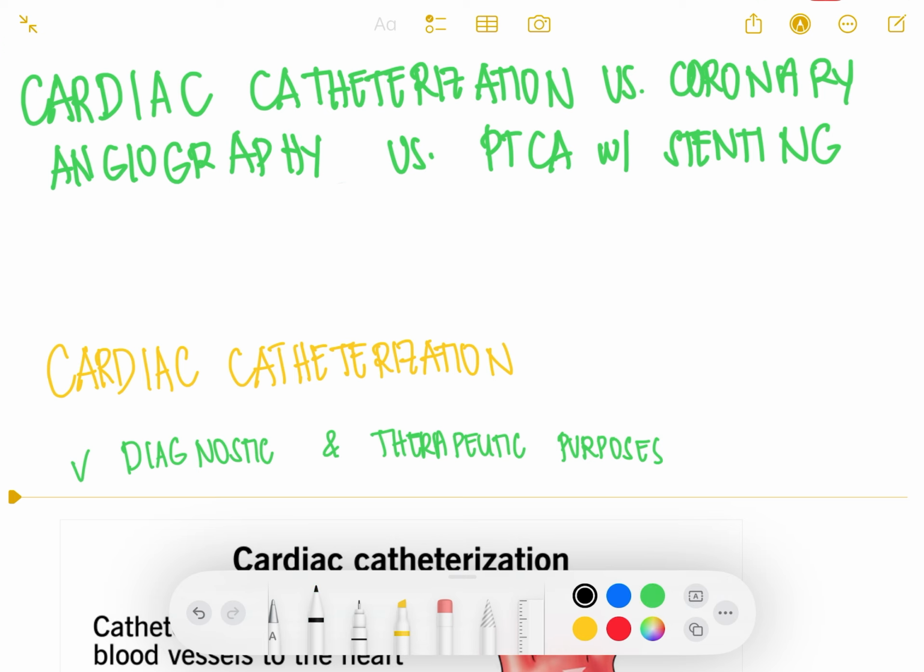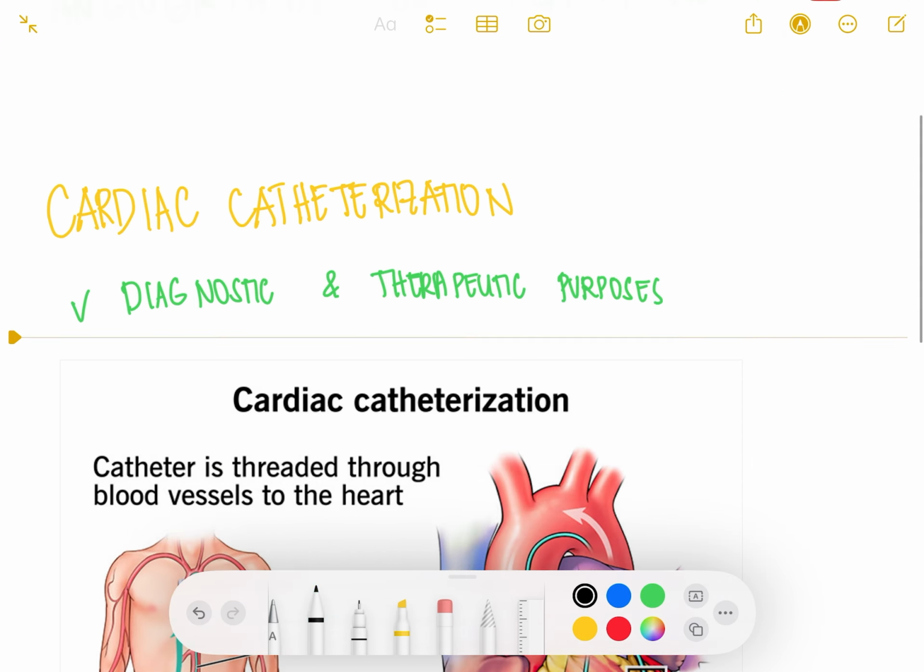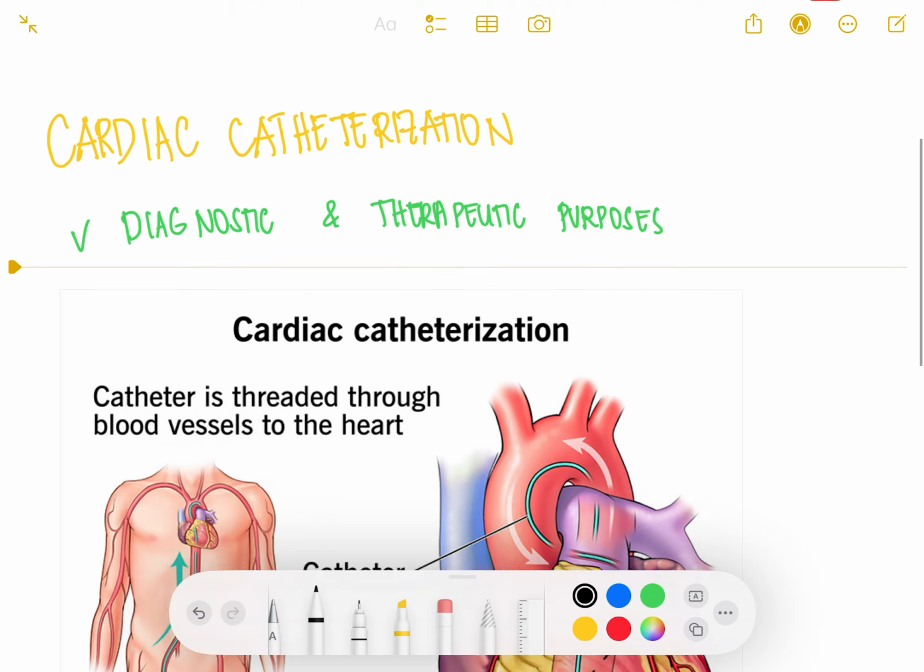So what is cardiac catheterization? In here, you can see that I wrote that it can be used for both diagnostic and therapeutic purposes. When you say diagnostic purposes, ibig sabihin yan, ginagamit ito to detect or confirm the presence of a disease or a disorder. But when you say therapeutic purpose, this is used to treat or relieve signs and symptoms caused by a particular disorder or disease. So yun po, your cardiac catheterization can be used for both diagnostic and therapeutic purposes.